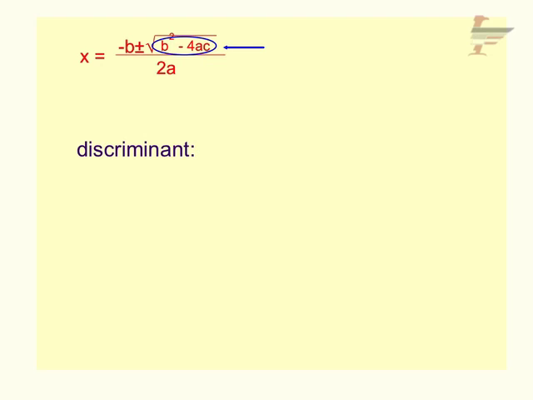So the other thing that ties in with the quadratic formula is something called the discriminant. The discriminant actually comes right out of the quadratic formula. It's this b squared minus 4ac. So we take it right out of the square root, and all we do is b squared minus 4ac.